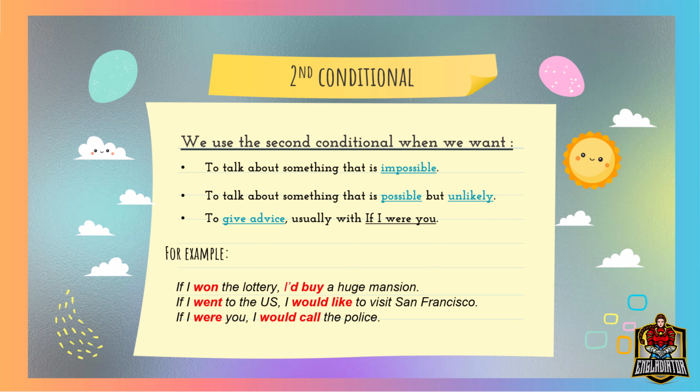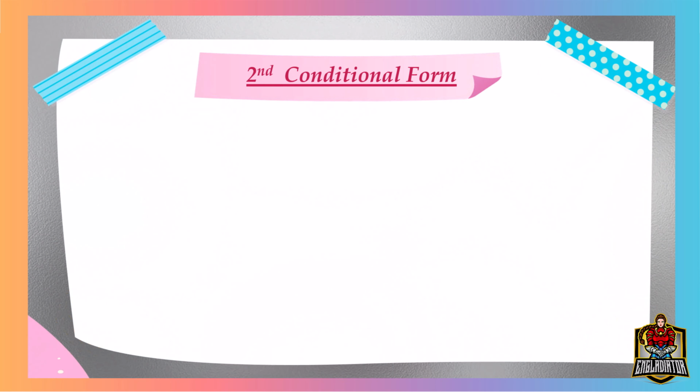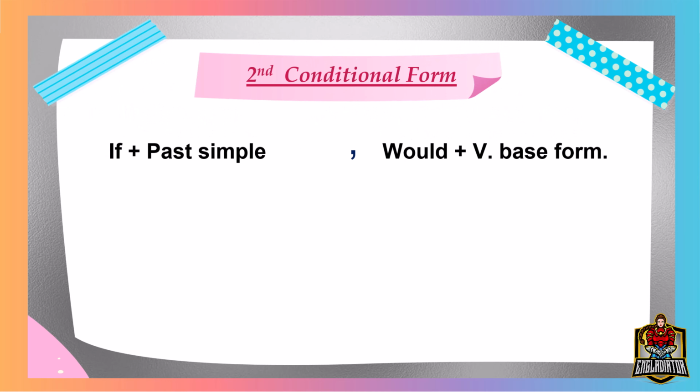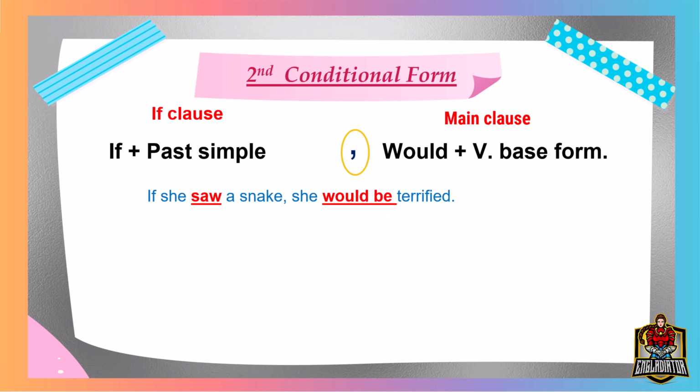Now, let's learn how to form a sentence in the second type conditional. As the zero and first conditionals, we have if clause and the main clause. But here, the if clause tense is in the past. As for the main clause, it consists of would plus the verb in the base form. For example, if she saw a snake, she'd be terrified.